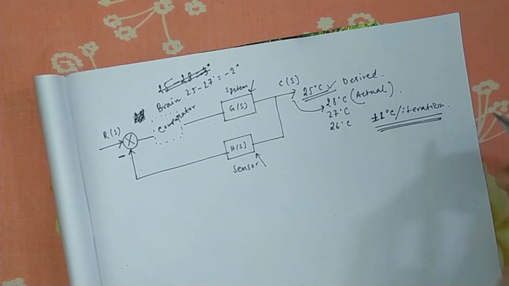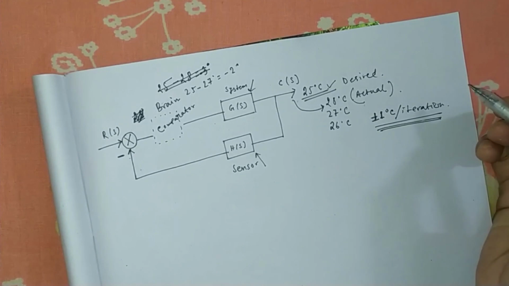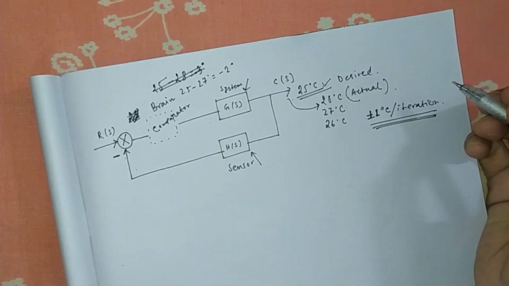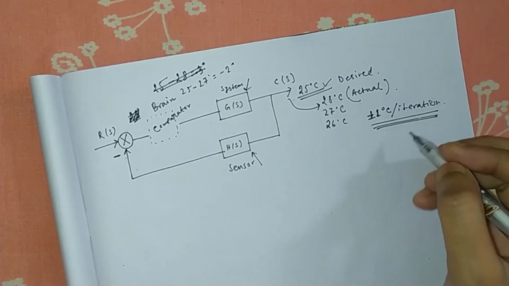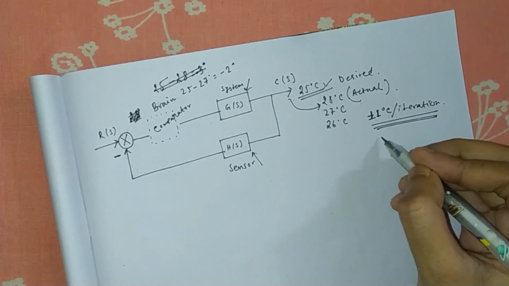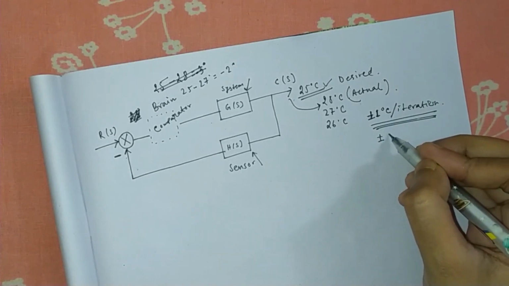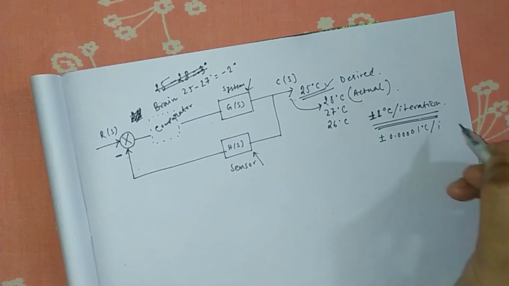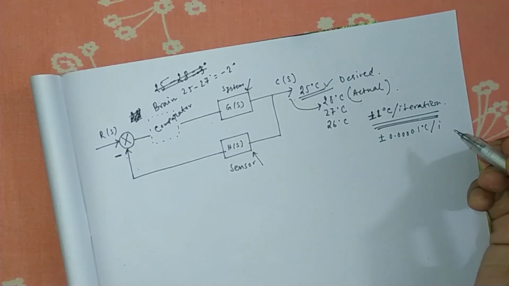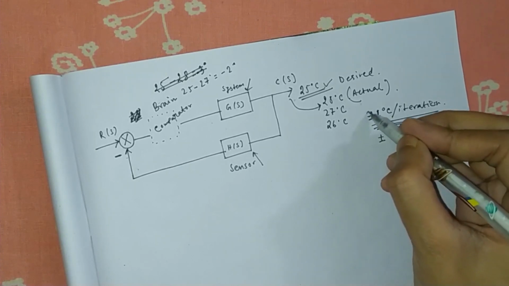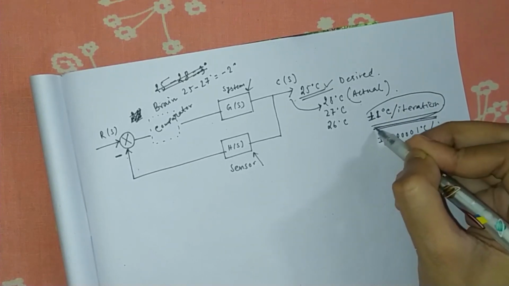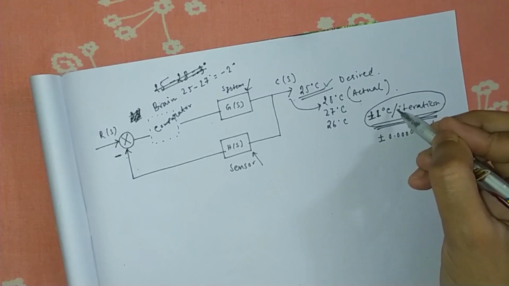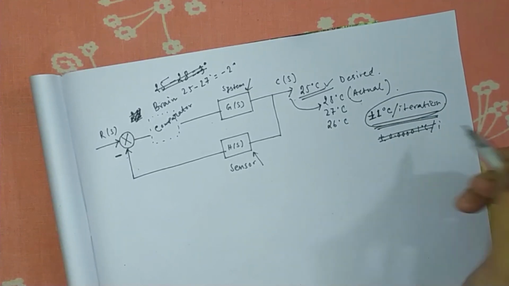Okay, so if this machine has more accuracy, then it can have an accuracy level of plus minus 0.00001 degree centigrade per iteration. Then the accuracy level of the machine is very high. Here I am just assuming that this machine has an accuracy level of plus minus 1 degree centigrade per iteration.